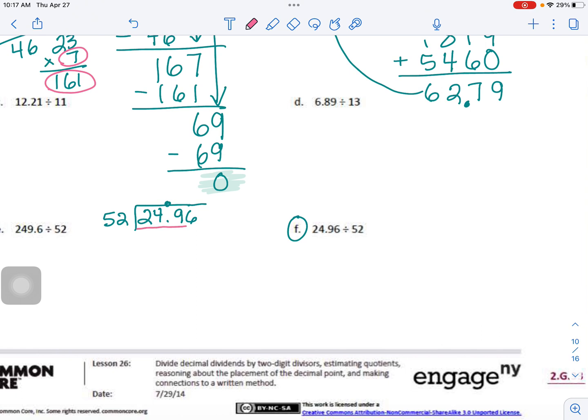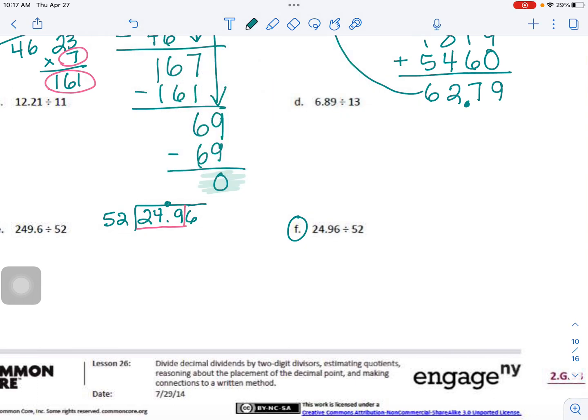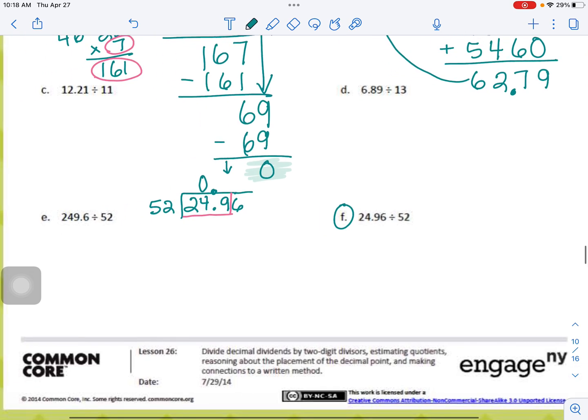52 won't fit into 24. So I'm going to go all the way over to the 9. So my very first digit is going to be placed above the 9. And I already know that's going to be a 0, so I'm putting it there so I don't mess up. So how many times will 5 go into 24? 5 times 5 might be too big. So what should we try? Let's try a 4.